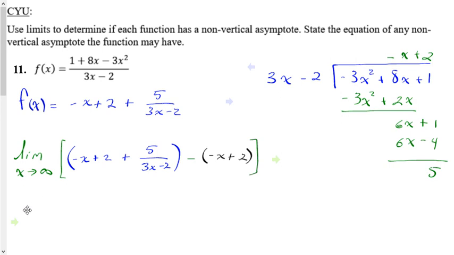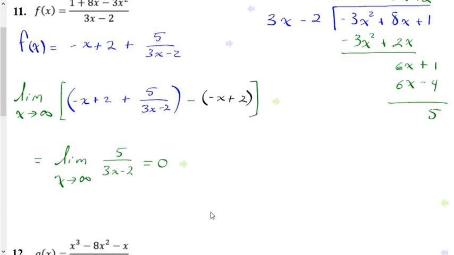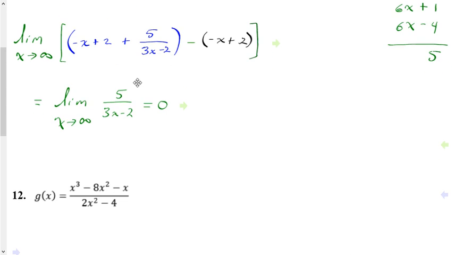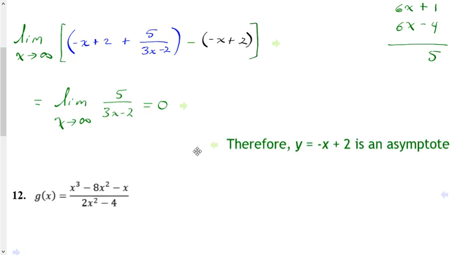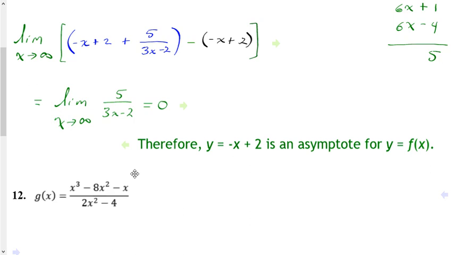Well, the linear parts cancel out, which is spectacular, which means we're looking at the limit as x approaches infinity of this rational expression, numerator is a lower degree than the denominator. This goes to 0. Perfect. That means y equals negative x plus 2 is an asymptote, an oblique asymptote, for the function y equals f of x.